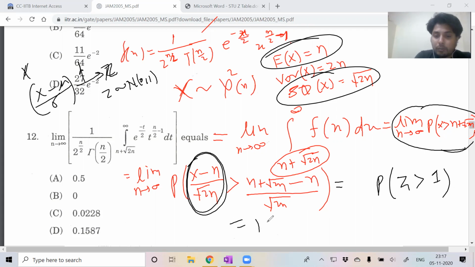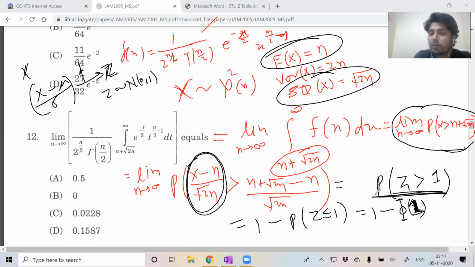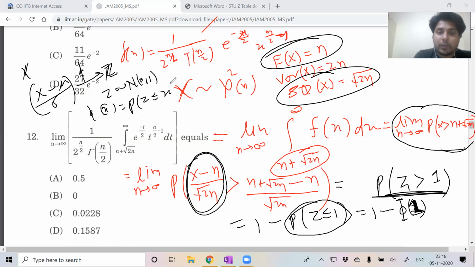So this we can write as 1 minus probability z less than or equal to 1, that is 1 minus phi(z). So this phi is the CDF of the standard normal, and from the standard normal table we can calculate phi. So z here is 1, since it was probability z more than or equal to 1. So we can write it as 1 minus probability z less than or equal to 1, and the notation for this is phi(1). So phi(x) is nothing but probability z less than or equal to x. So phi(1), and we know the value of phi(1).